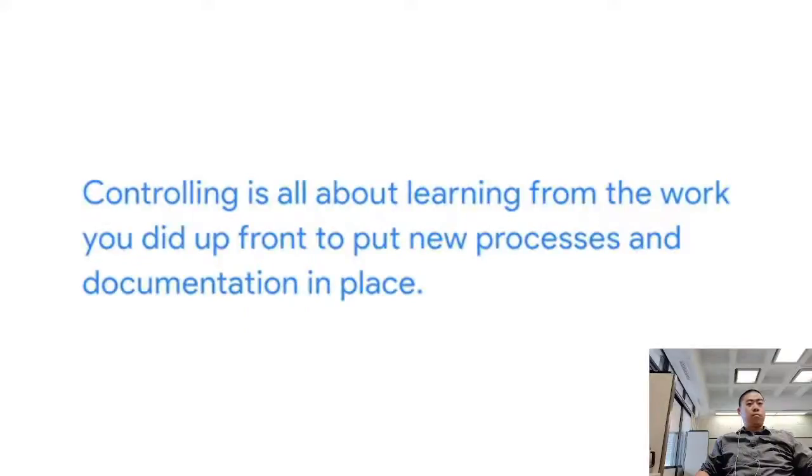The last step of this cycle is control. You've gotten the process and project to a good place, and now it's time to implement it and keep it there. Controlling is all about learning from the work you did up front to put new processes and documentation in place, and continue to monitor so the company doesn't revert back to the old, inefficient way of doing things.